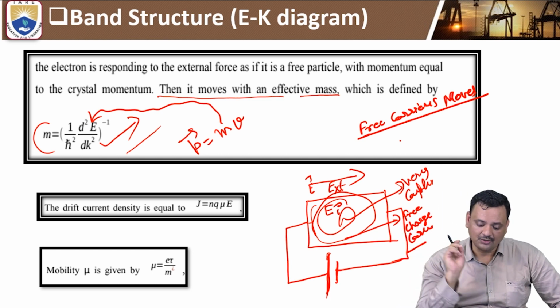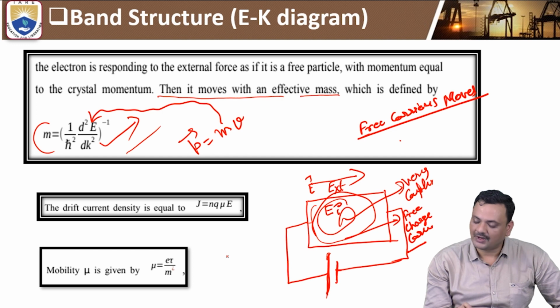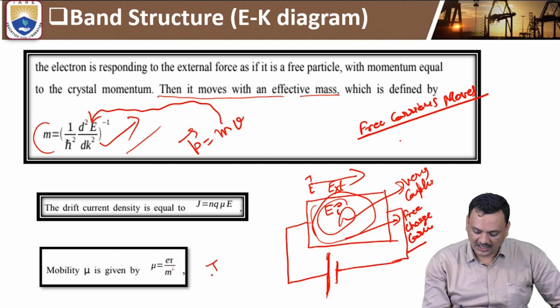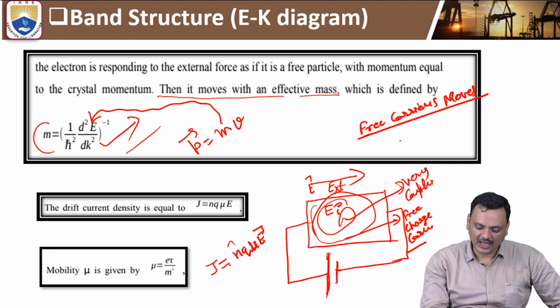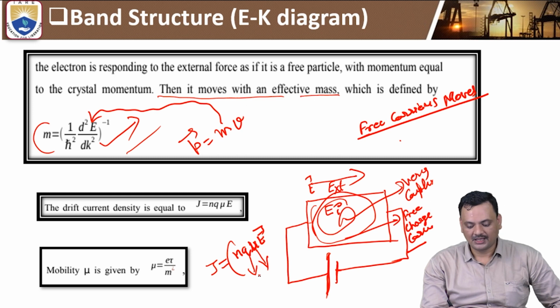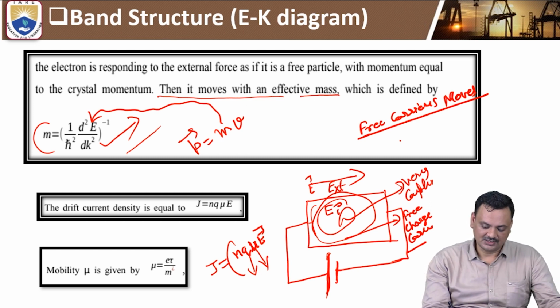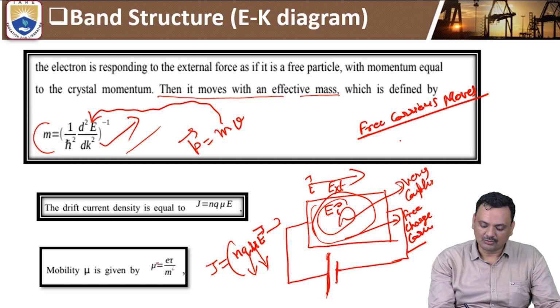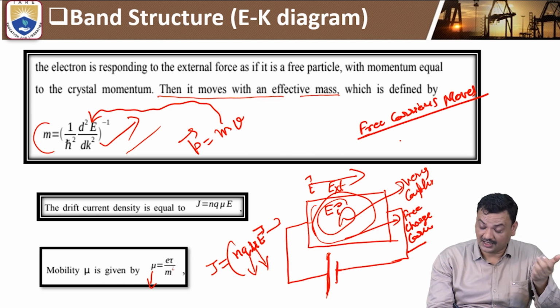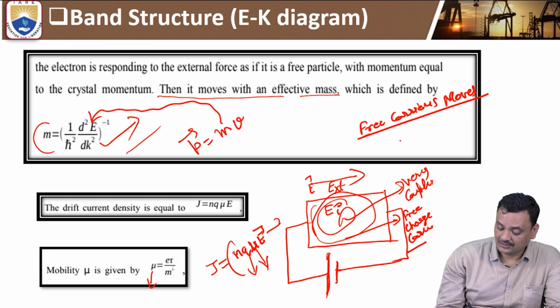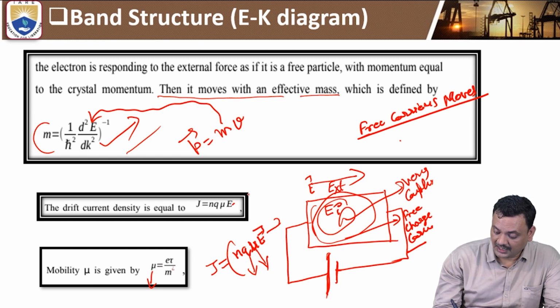That is the first thing. Now for device application, the current value is important. The drift current is n q mu E. Here n is the carrier concentration, q is the charge value, mu is the mobility of charge carriers, and E is the applied electric field. So how will you get the carrier drift current value? You will get it by this formula.